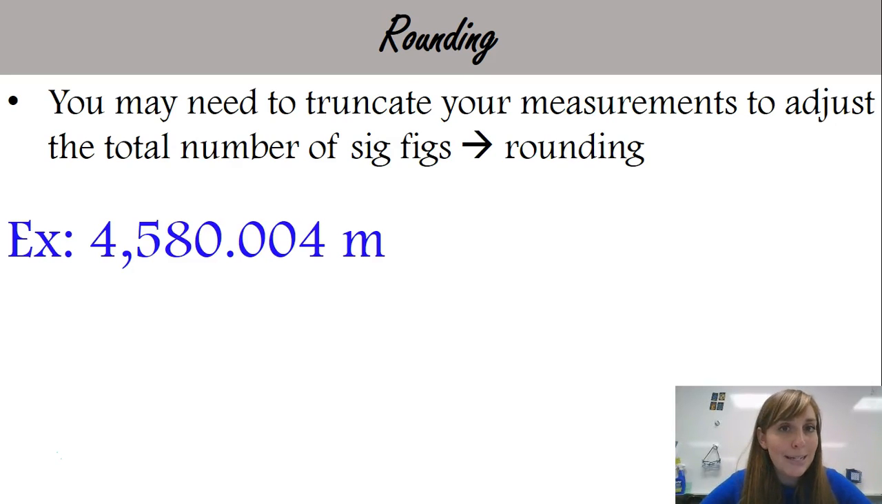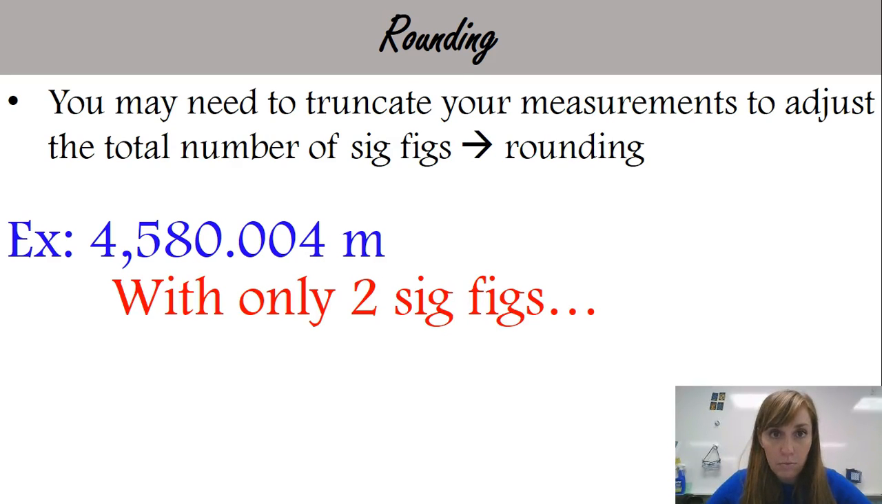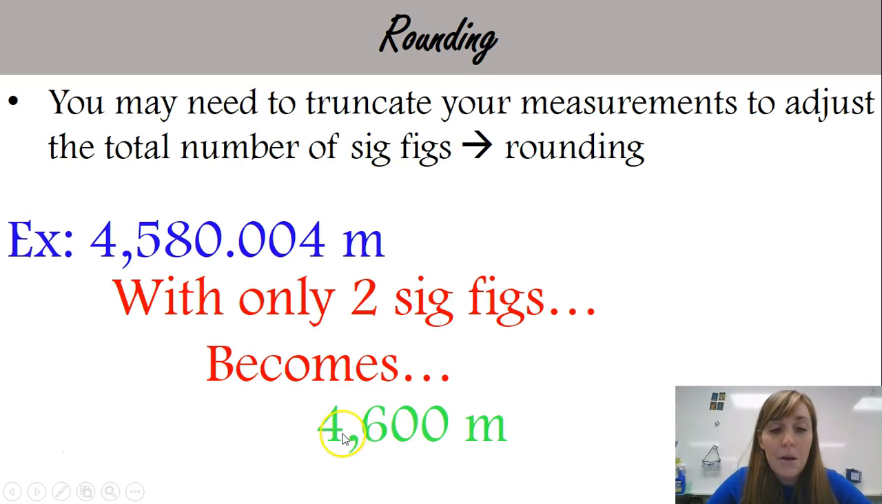So here's a number. Let's say you have this measurement, 4,580.004 meters. And for reasons that we won't go over, you are only keeping 2 sig figs. So if you look at it right now, every single number in this measurement is a significant figure. So I have 1, 2, 3, 4, 5, 6, 7 sig figs. So if I only want to keep 2, it's going to become 4,600 meters. Notice both of these are essentially the same. It's just this only has 2 sig figs, but it's very, very close to my initial number.